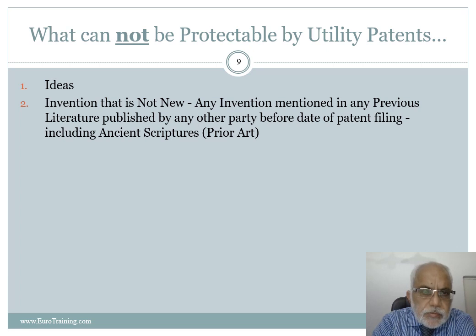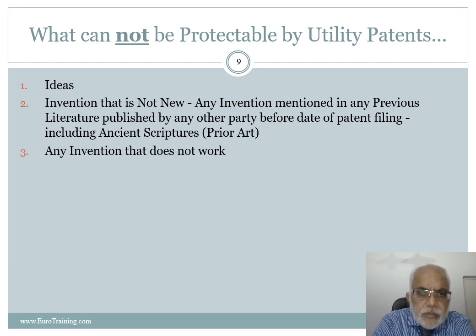Inventions that are not new. If you invent something which is not new, then you cannot get a patent. Well, obvious. So when we say not new, it means any invention mentioned in any previous literature published by any other party before the date of patent filing, or by the date when you filed for the patent. We call it prior art. So if there is any mention of your invention, of what you are claiming to invent, in any published literature of any kind, then it is not an invention from your side. It will not be treated as an invention.